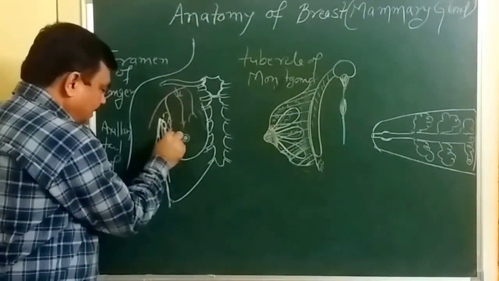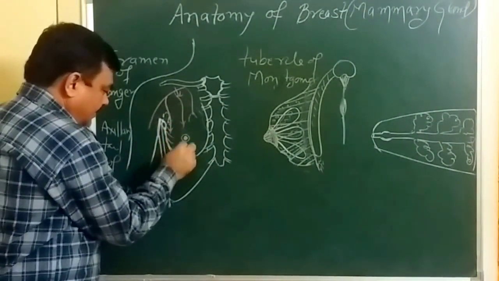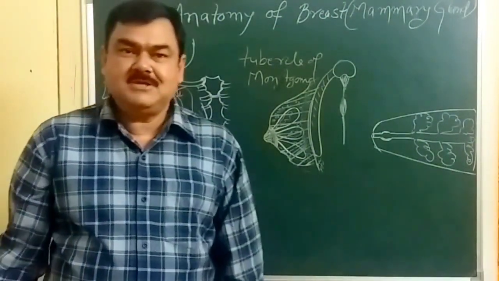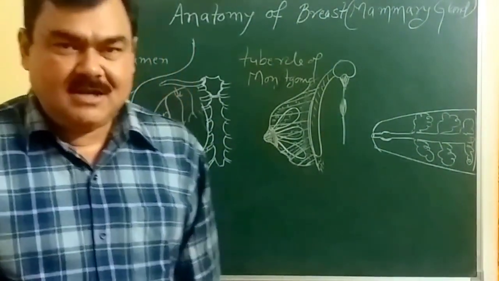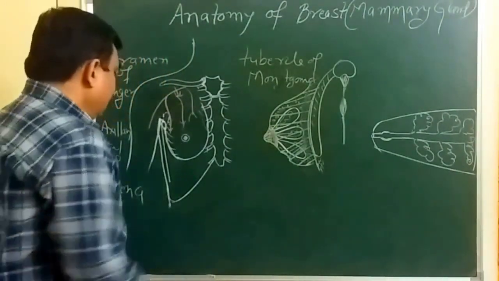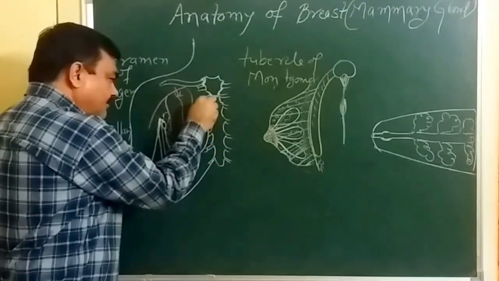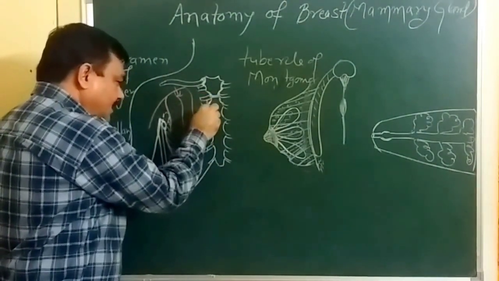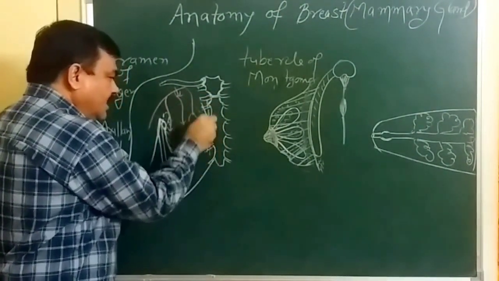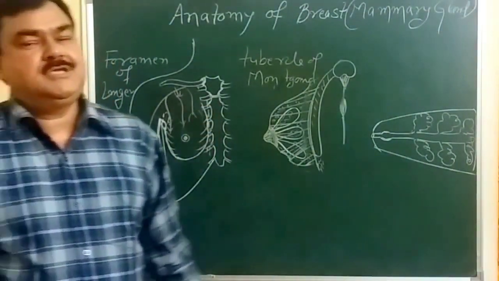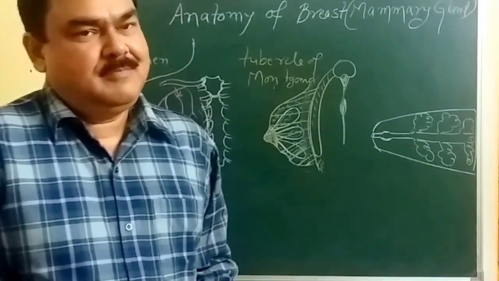And laterally, here is the lateral cutaneous branch of the posterior intercostal arteries. Here is the perforating branch of the internal thoracic artery. Here is the position of the internal thoracic artery. So these are perforating branches of the internal thoracic artery. These vessels give supply to the breast.